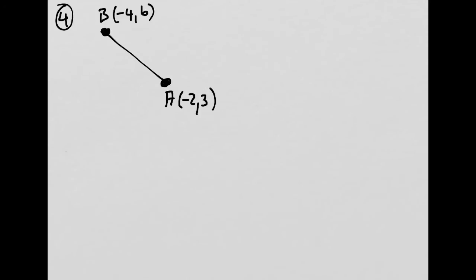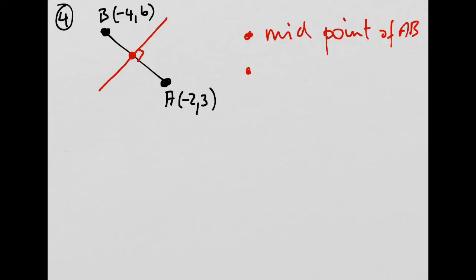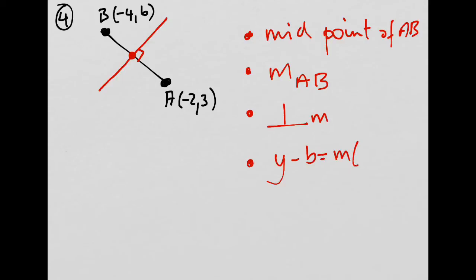Question 4, find the equation of the perpendicular bisector of A and B. Well, there's A and B, that's given in the question. So we're trying to find the perpendicular bisector, so we're looking for this line here that crosses through the midpoint at 90 degrees. So we need to find the midpoint between A and B, first of all. Then we need to find the gradient of A and B. Then we need to find the perpendicular gradient, and then lastly we need to do y minus b equals m(x minus a). So if you follow those steps, you should be able to do that question.